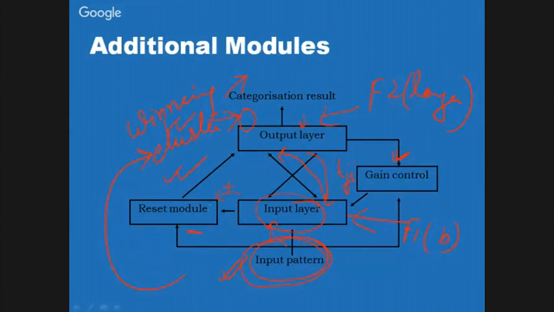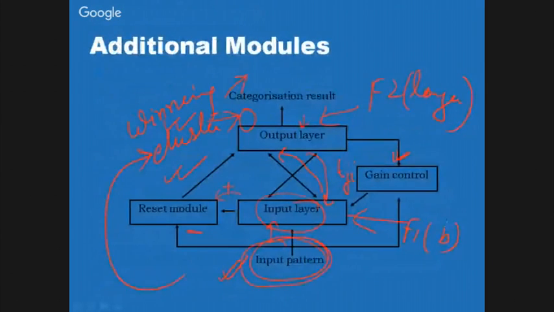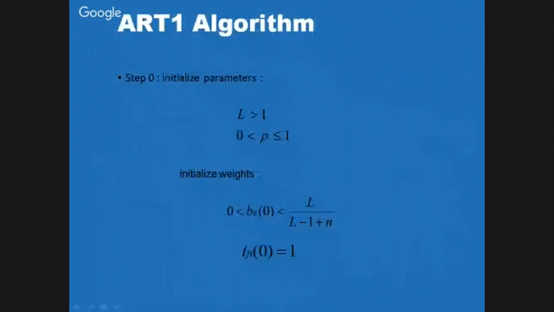Similar is the case for the gain module also: excitatory connection from the input lines and inhibitory connection from the output layer. That means the output layer is inhibitory, that is minus. From the input layer it will be plus, so that will be the excitatory connection, and this will be the inhibitory connection. There is a difference in the connections. So this is the ART1 algorithm.